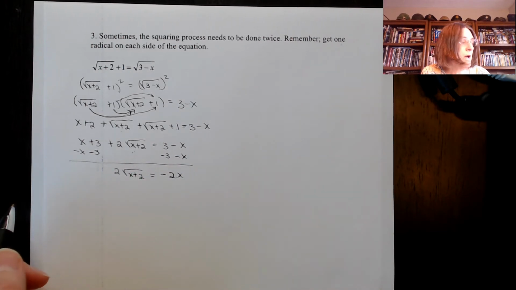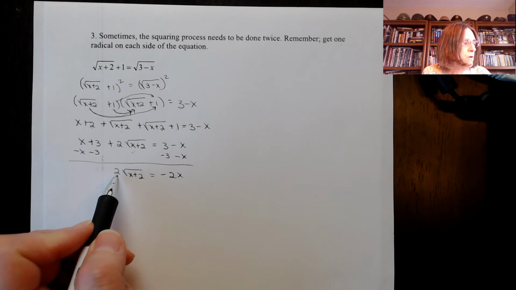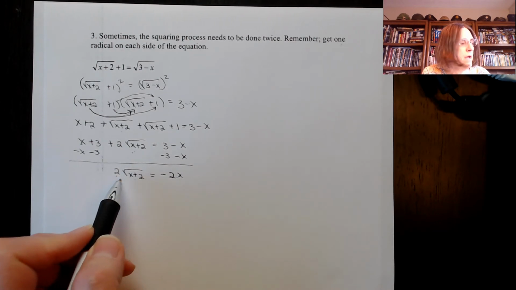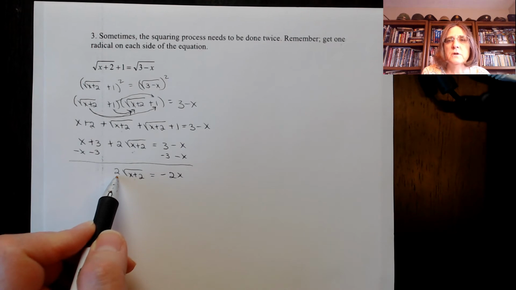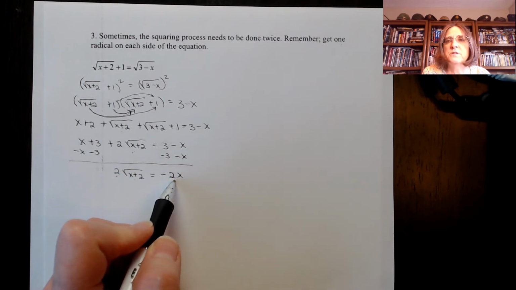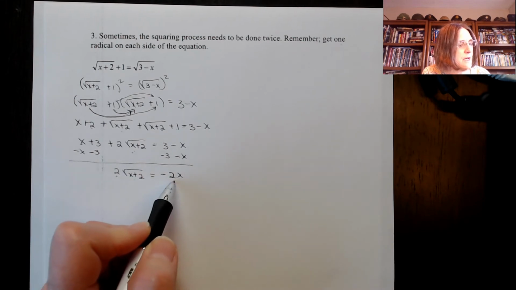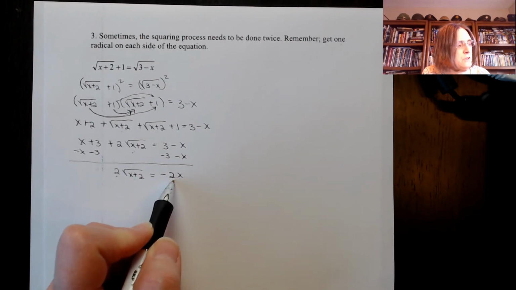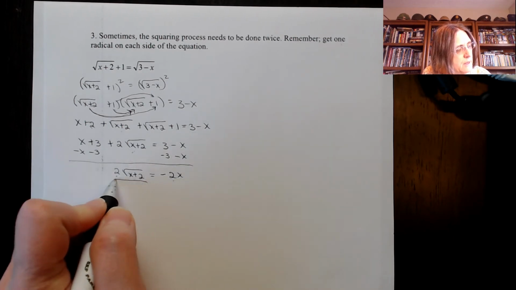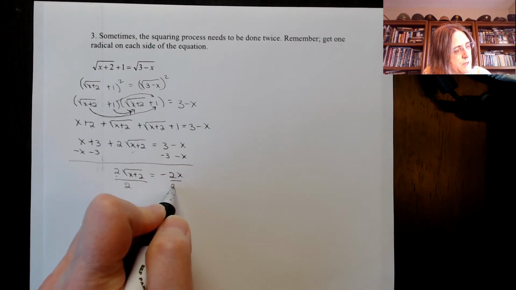At this stage, we have an option. We have a coefficient here of 2 multiplied by the radical. We can divide both sides by 2, and we only want to do that if it divides both sides evenly. In this case, if I divide by 2, I'm going to end up with just negative x on this side, and so it's a good idea to go ahead and divide both sides by the 2.